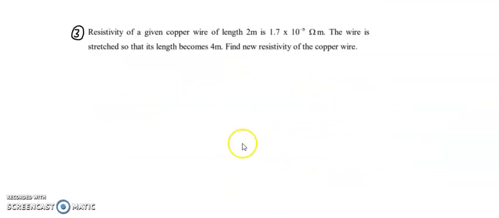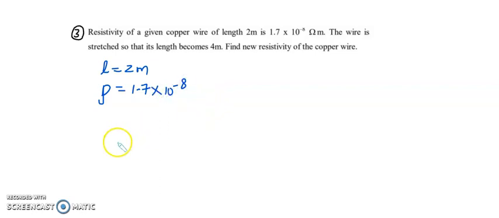Now here they are saying the resistivity of a given copper wire of length 2 meters. So length is 2 meter, and rho is 1.7 into 10 raised to minus 8. The wire was stretched to a length of 4 meter. So find the new resistance. Nothing is given about the resistance R and A, so we will be assuming them as constant, meaning no major change.